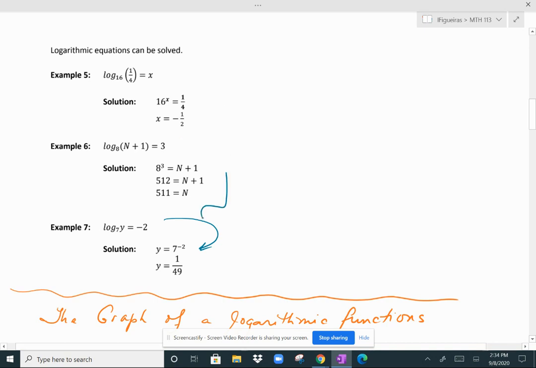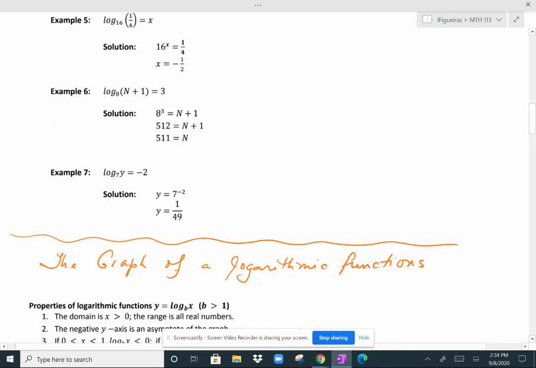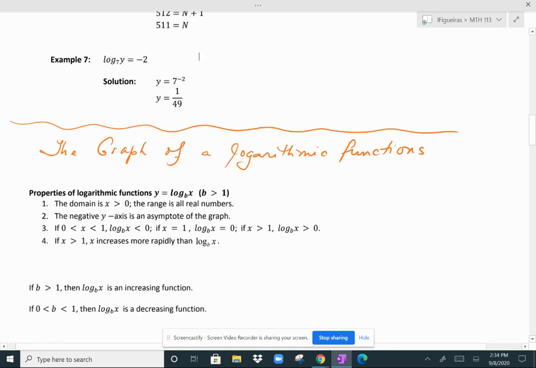All right, so let's talk about the graphs of logarithmic functions. The graph of a logarithmic function will have these properties as long as the base is greater than 1. So remember, the base has to be positive, but we're first going to talk about the specific example of the base being greater than 1. So the domain will be all positive real numbers, and the range will be all real numbers. The negative y-axis is an asymptote of the graph, so that's the line x equal to 0.